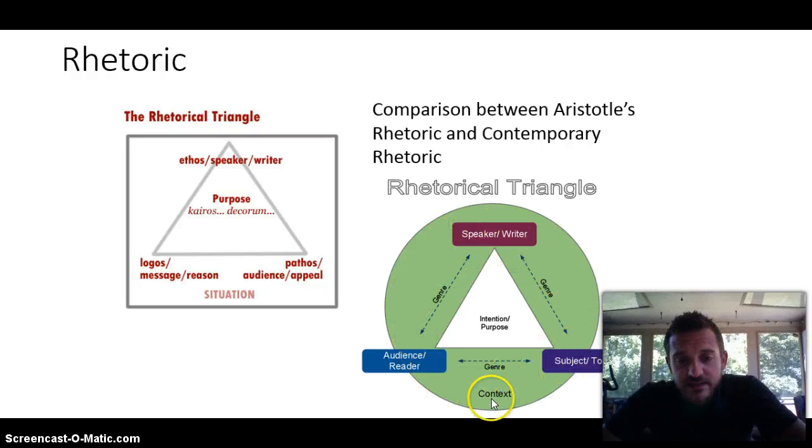And context is setting. A good example of this would be Dr. King's I Have a Dream speech. So Dr. Martin Luther King is the author. The topic is the acquisition of civil rights, we'll call it that. The purpose is to persuade the country into enacting civil rights legislation.